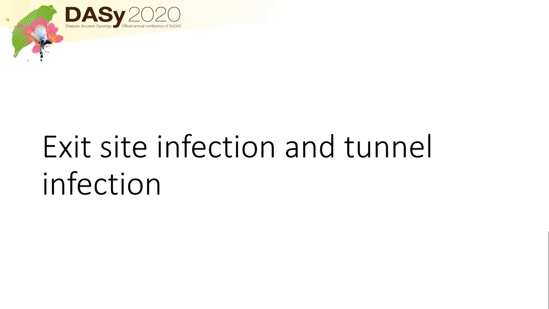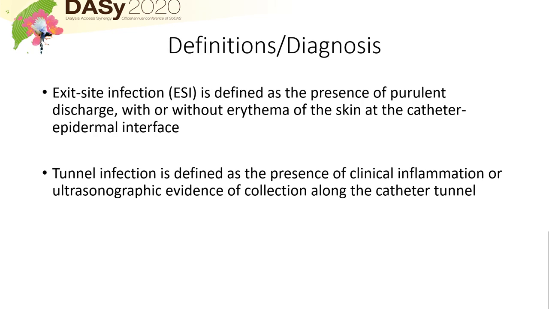And then I will proceed to exit site infection and tunnel tract infection. Exit site infection is defined or diagnosed as the presence of purulent discharge with or without erythema of the skin at the catheter epidermal interface. Tunnel infection is defined or diagnosed as the presence of clinical inflammation or ultrasonographic evidence of collection along the catheter tunnel.